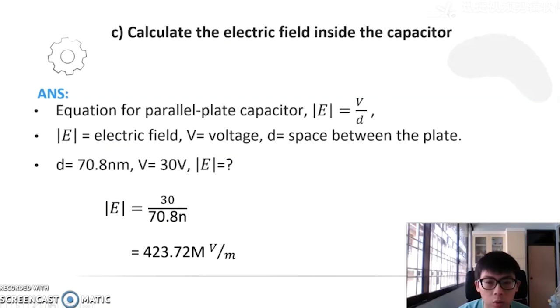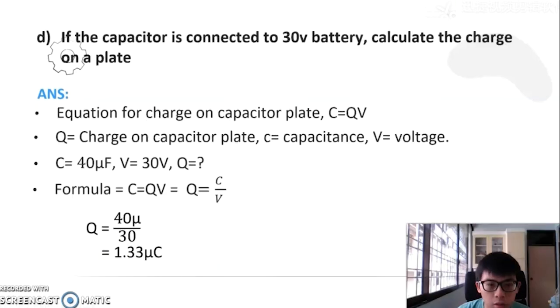Hi, my name is Tan Hong Yi. Next, I will continue with question 2C. The question asks to calculate the electric field inside the capacitor. The equation used is E equals V over D, where E is the electric field, V is voltage, and D is the space between the plates. D is 70.8 nanometer, V is 30 volt, find E. So E equals 30 over 70.8 nano. Then E is 423.72 megavolt per meter.